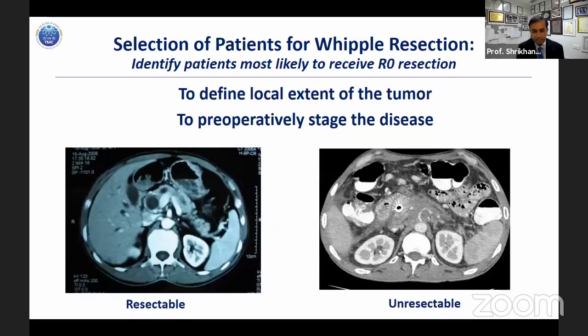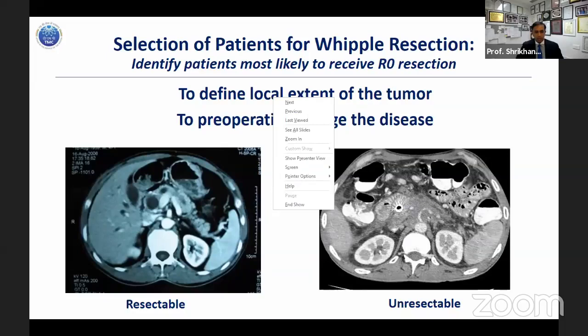So when I select a patient for pancreatic resection, not just for the right pancreas for a Whipple, but even for the left pancreas, the key is to define the local extent of the tumor and to preoperatively, I would say radiologically, stage the disease. A simple case in point is here on the left side. You see that there is a dilated pancreatic duct. You see that you have a portal vein and a superior mesenteric vein, and you can also see the splenic vein.